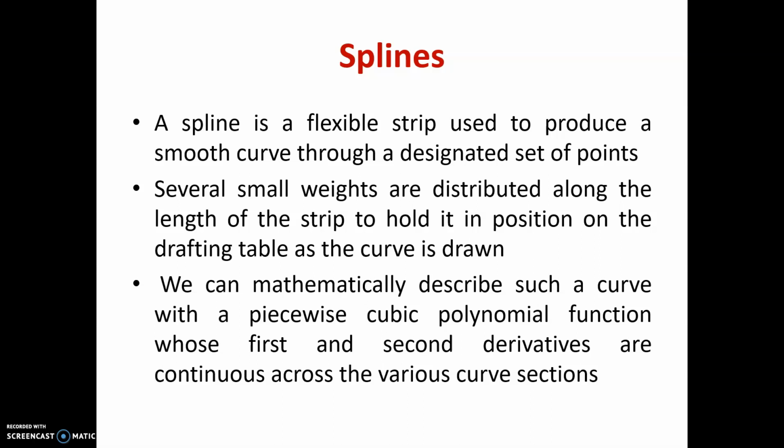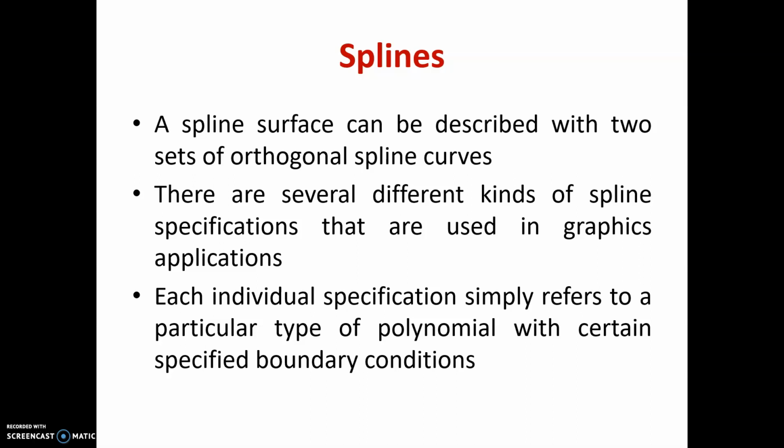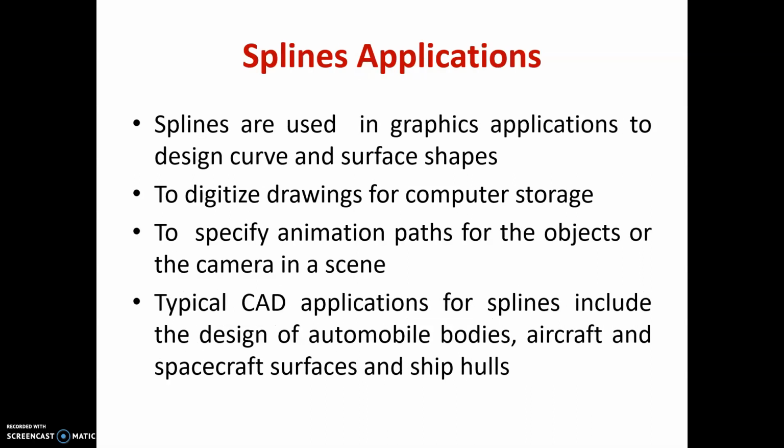We can mathematically describe such a curve with a piecewise cubic polynomial function whose first and second derivatives are continuous across the various curve sections. A spline surface can be described with two sets of orthogonal spline curves. There are several different kinds of spline specifications that are used in graphics applications. Each individual specification simply refers to a particular type of polynomial with certain specific boundary conditions.